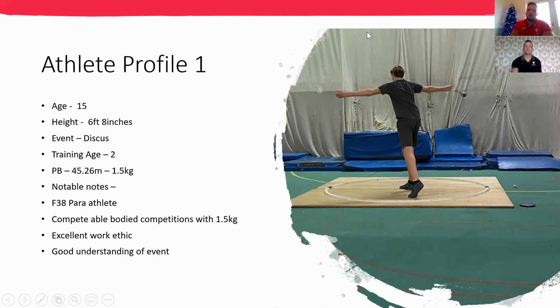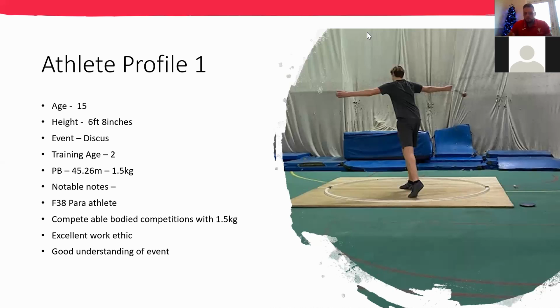One is young Michael within my group, 15 years old. He's 6'8" at 15 years old. He throws a discus. He's only been training for 2 years. He has a PB of 45 meters with a 1.5. Then we have some notable notes, and these are important within my planning for Michael. He is an F38 para athlete, so that affects his coordination and balance, and obviously it affects his left-hand side. So with everything, planning with him is understanding that.